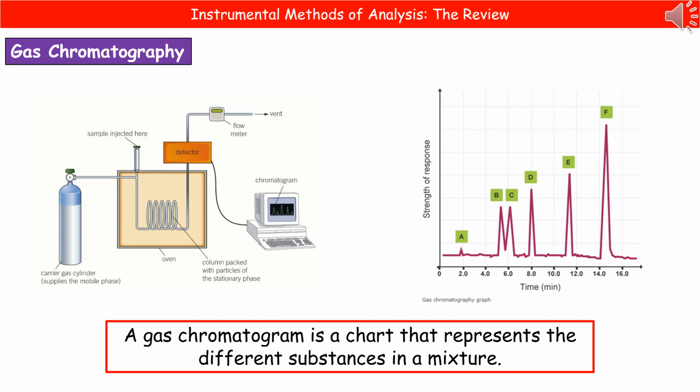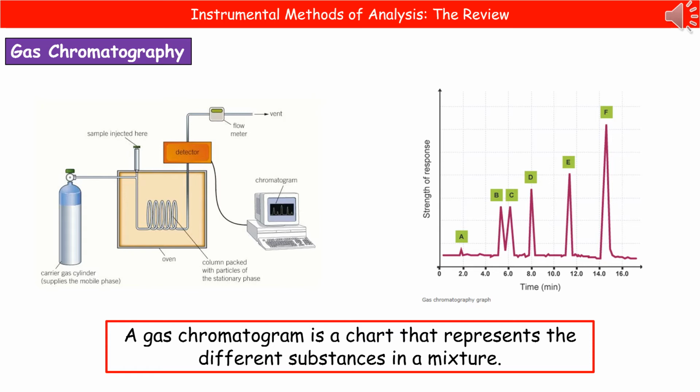So on the left, I've given you a diagram of the equipment we use. On the far left, you can see we've got this carrier gas cylinder. That's going to be the mobile phase, the bit that moves. We inject our sample at the top of the machine there, and in that oven, we're going to change that into a gas. So the sample's injected, changed into a gas which is carried around using the carrier gas, which goes through that column which is packed in with particles of what is our stationary phase.